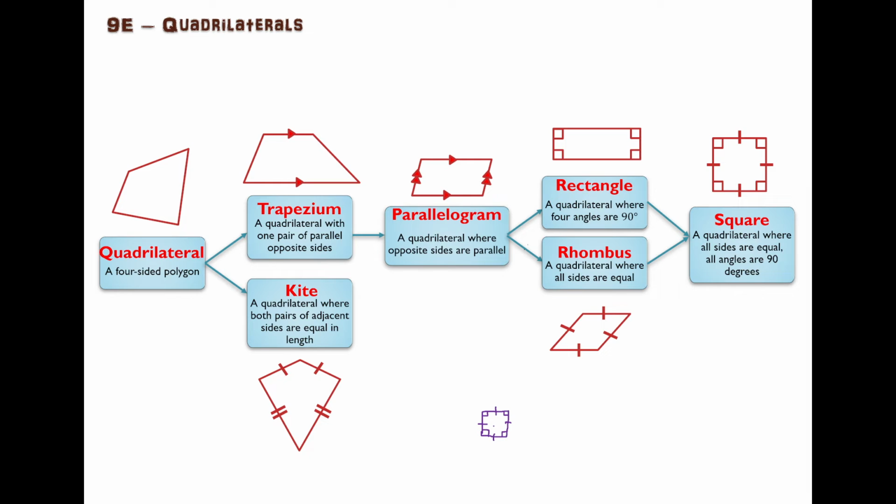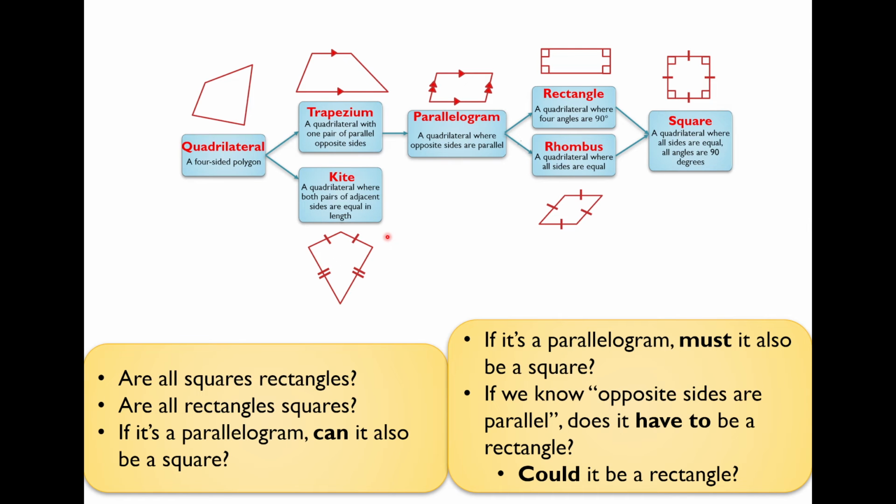Is this shape a rectangle? The answer is yes, because all four angles are 90 degrees. It matches the definition of a rectangle, so this shape here is a rectangle. And in fact, every square is a rectangle. So just because something fits a definition, like down here, a rhombus, every rhombus is also a parallelogram. But not every parallelogram is also a rhombus.